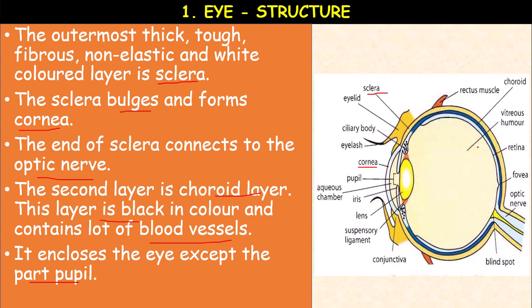Next, the choroid layer. This sclera layer ends, and it only connects to the optic nerve. And the choroid layer is black and it is richly supplied with blood vessels. It encloses the eye except the pupil part, the remaining part it encloses.